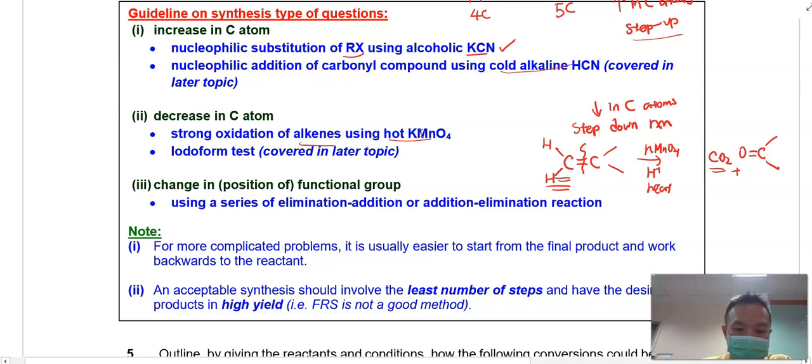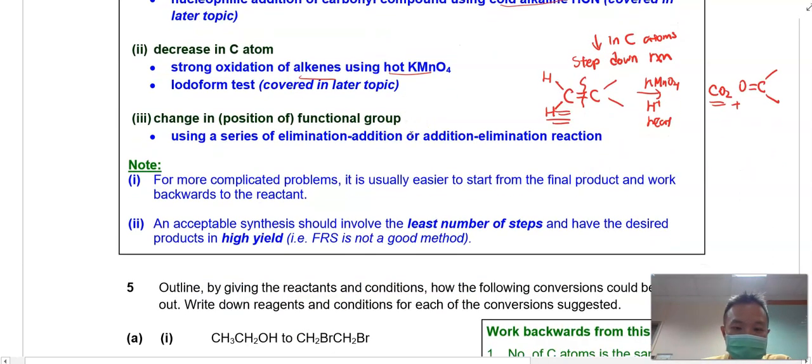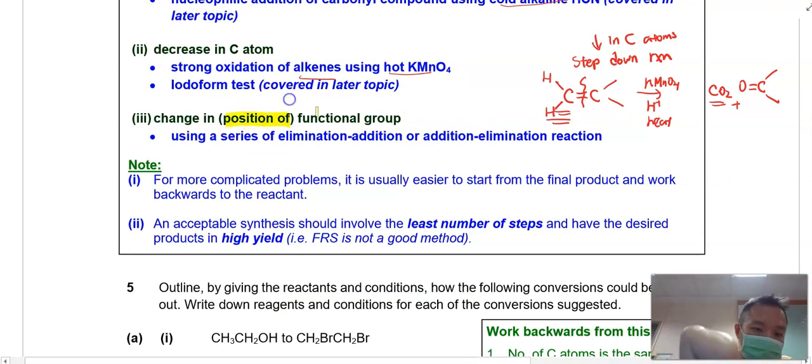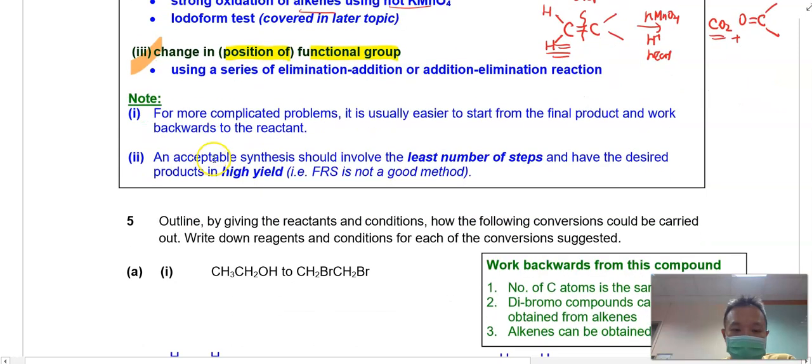One thing that I need to highlight to you is, if there is a change in the position of the functional group, you can consider a series of elimination followed by addition reaction, or addition followed by elimination. This is difficult to understand, so I will explain this using 5A part 2. Now, a general rule of thumb for complicated questions is that it may be easier to start from the final product and work backwards. So we think backwards to the reactant.